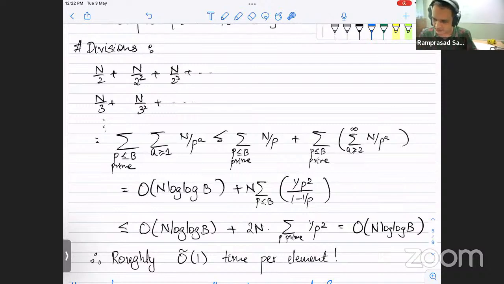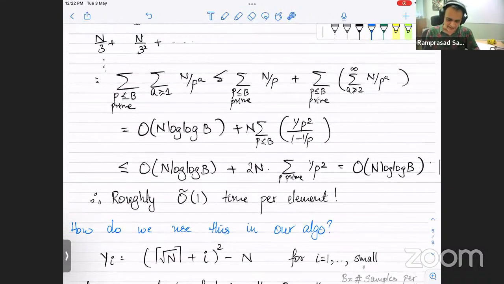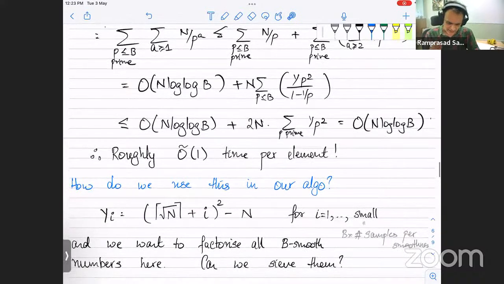Good. So now how do we use this in our algorithm? Previously, y_i was equal to i, so you knew exactly which of these y_i you should even try to divide by p. But now this y_i is going to be some ugly sequence. Still, is the sequence structured enough that we can attempt to do what we did in the sieve of Eratosthenes?